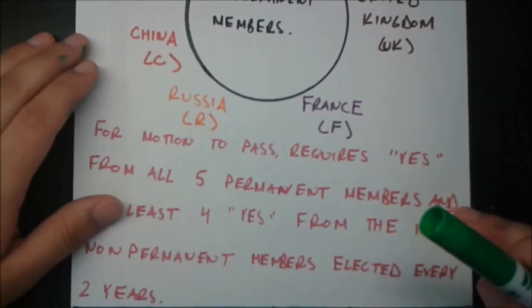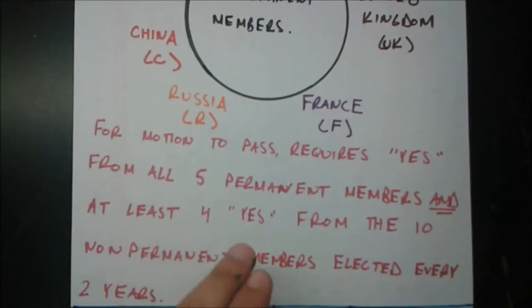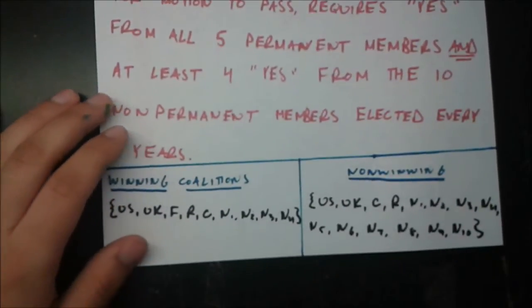And since they're permanent members, their vote seems to count for more, right? Under this, you would think that since all 5 of them have to say yes for a motion to pass, they probably have a lot of power. Because if even one says no, then the motion is not passed.